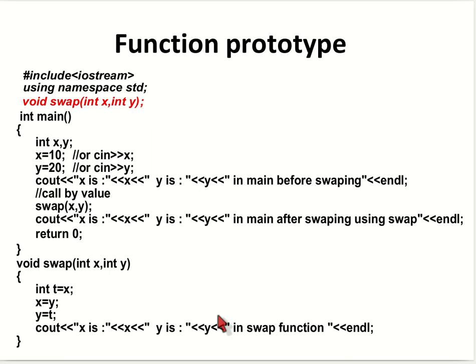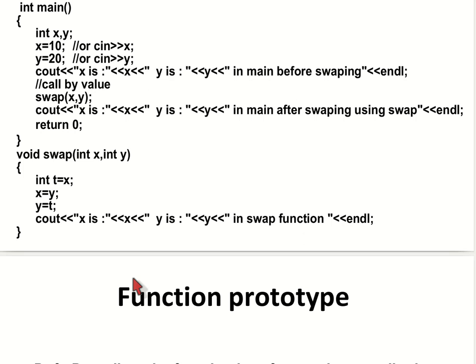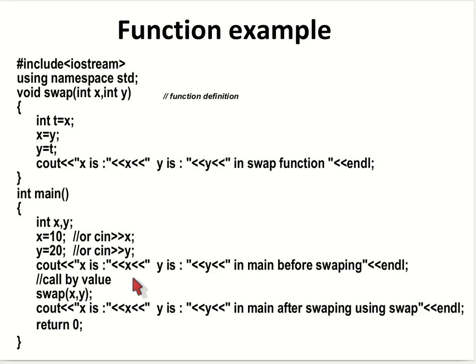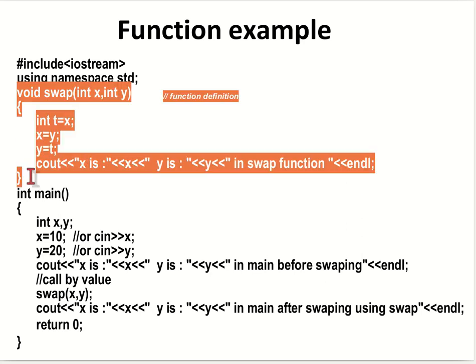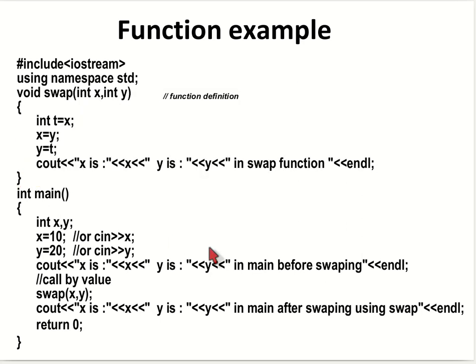Now we have seen the function prototype. If we are using a function prototype, how will we write the program? As you have seen before in this program, we have done the function definition above the main. Now let's say I want to define it after the main, but I have to inform the main that this function is defined somewhere in this program. For that we are using the function prototype.